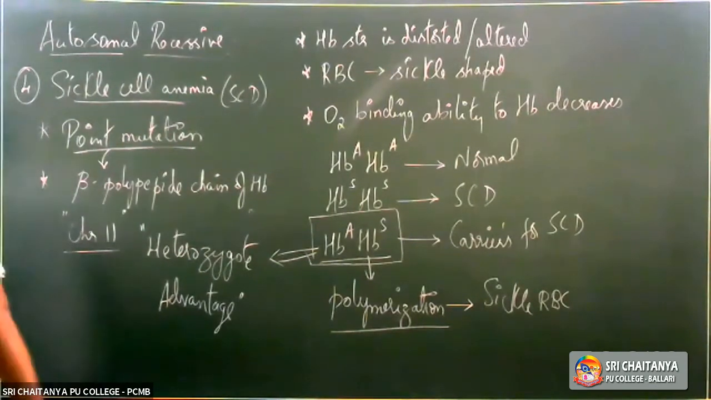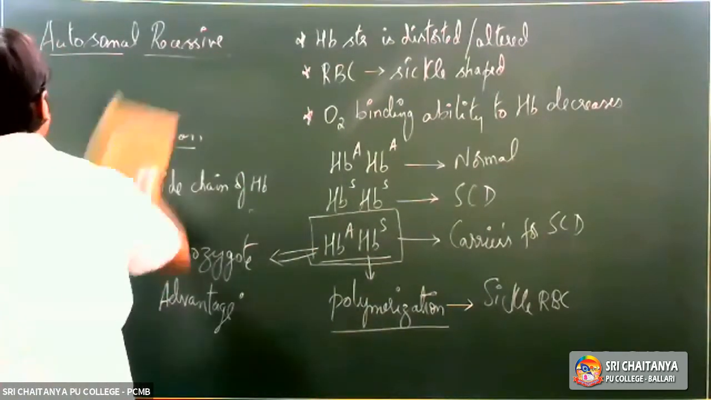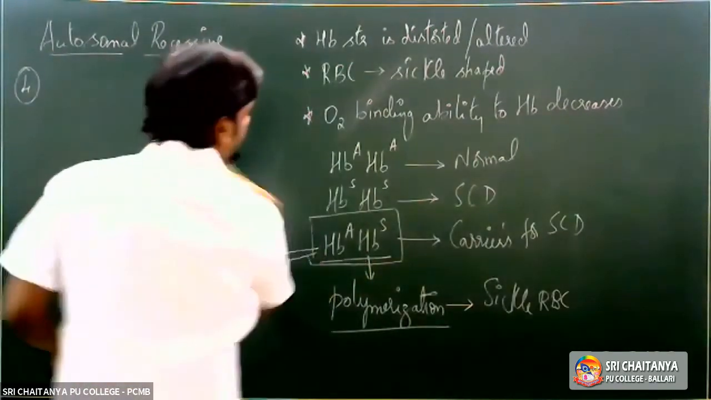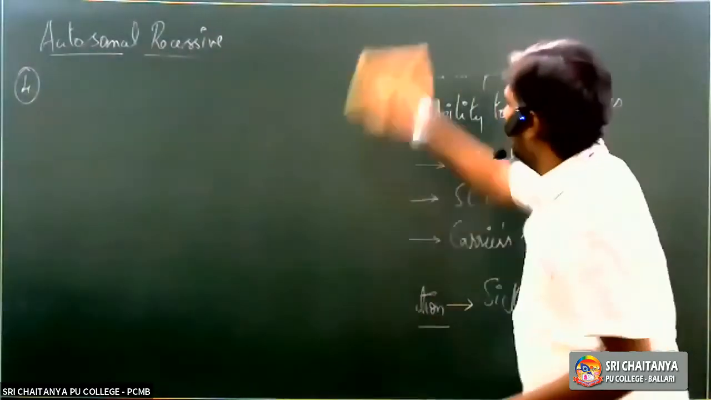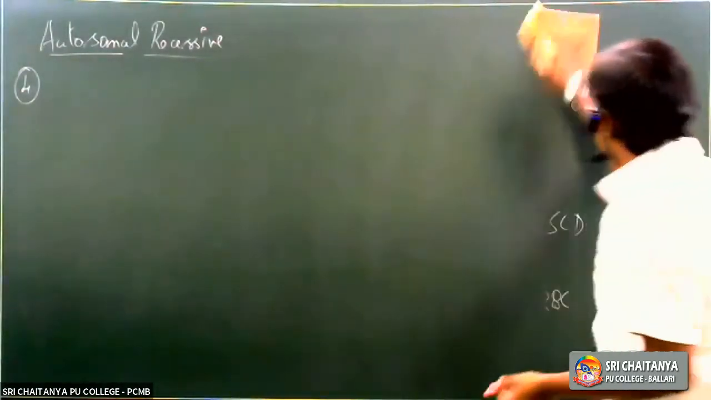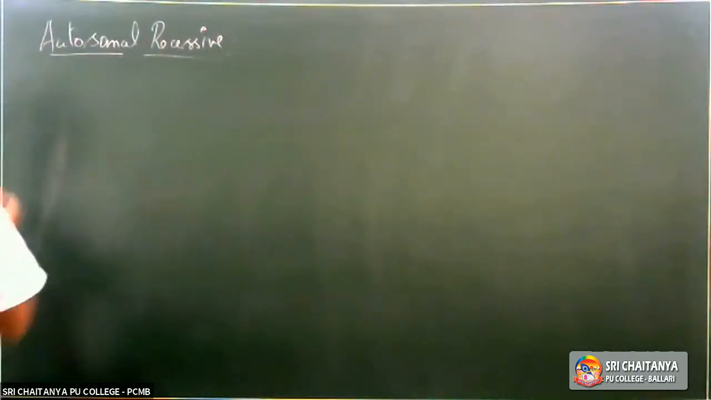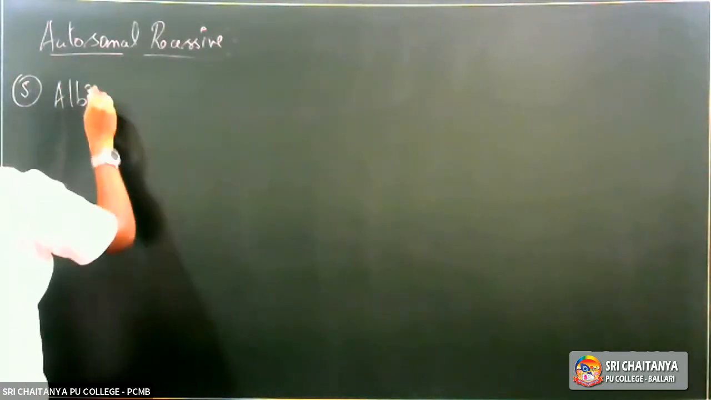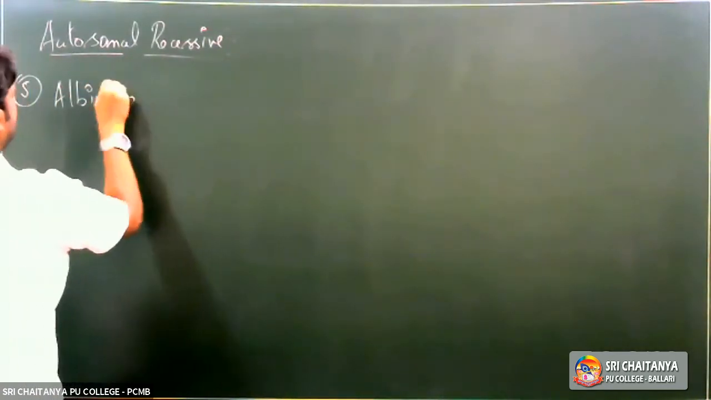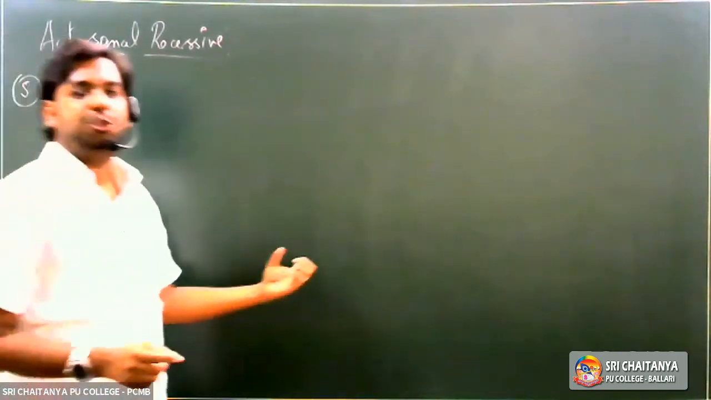So quickly let us take up one more disorder for today, disorder number 5. Again, the same thing, under autosomal disorders only. Let us take up another disease which is called albinism. I hope you have heard about albinism also. So disease number 5 is called albinism. So what exactly is this albinism all about? Albinism is nothing but lack of pigmentation on the skin.